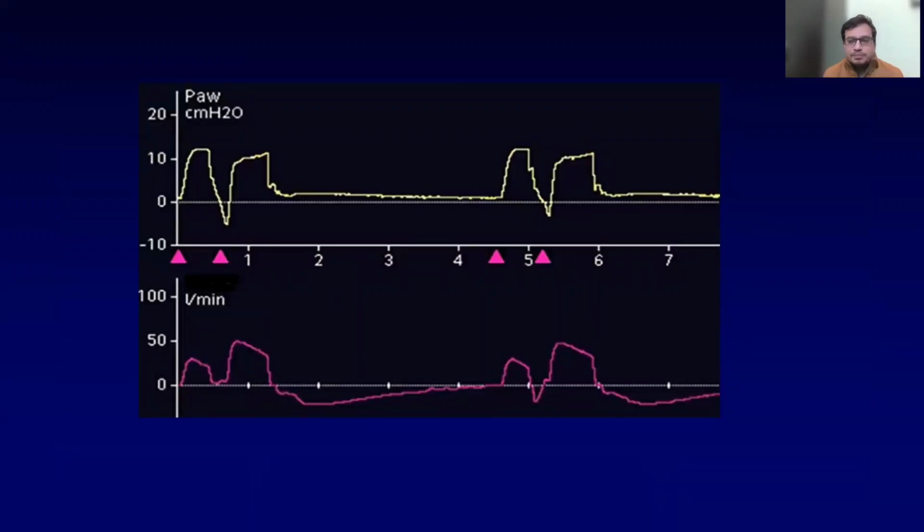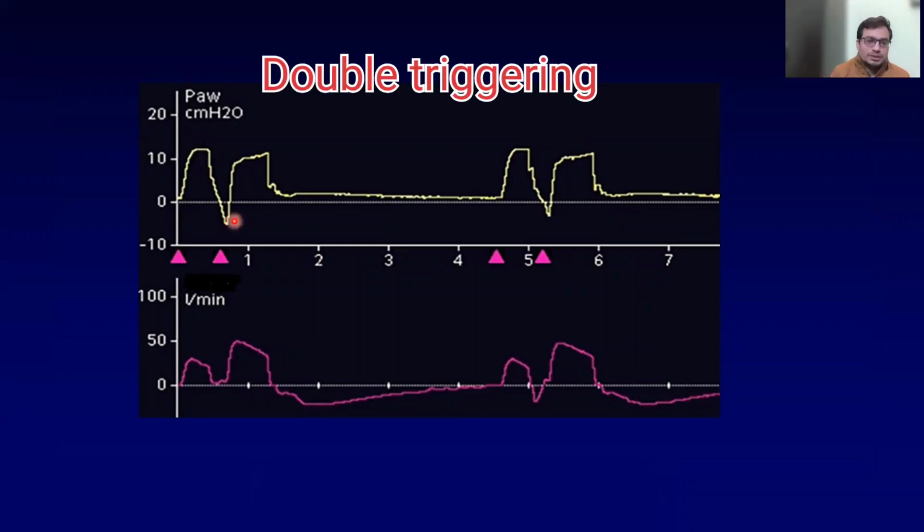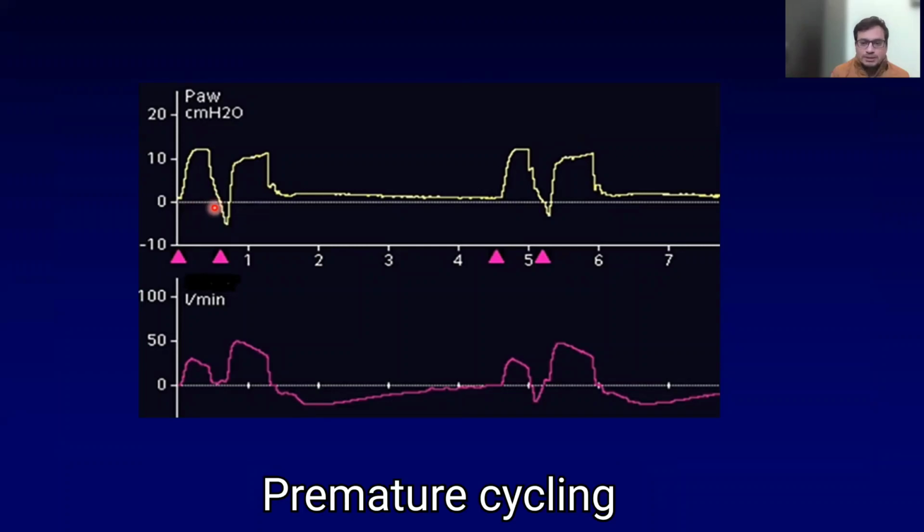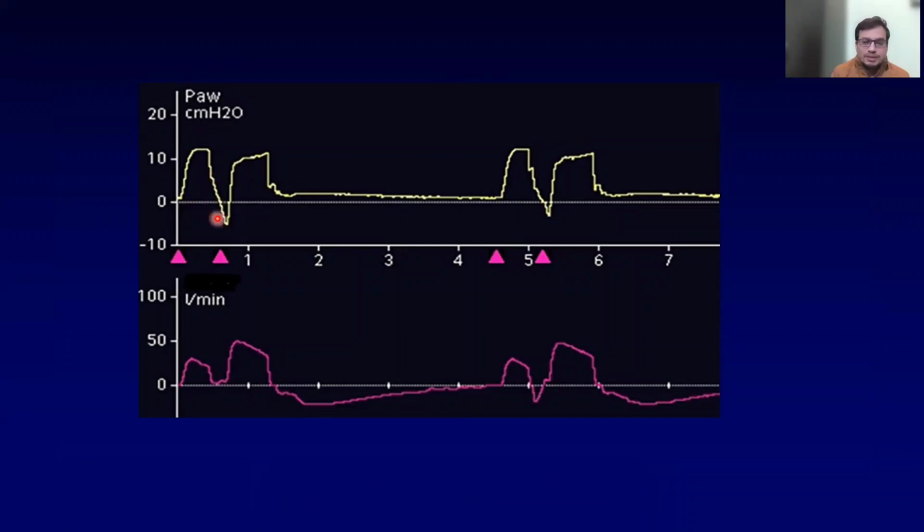Now look at this example. What is happening? The phenomenon is called double triggering. Here double triggering is occurring because of premature cycling, so that occurs due to shortened TI. TI is quite shortened, and that is the reason double triggering is occurring. To manage this problem, you have to decrease the ETS in increments of 10% to lengthen TI, adjust TI max according to the patient's condition, or increase the pressure support to achieve the desired tidal volume.